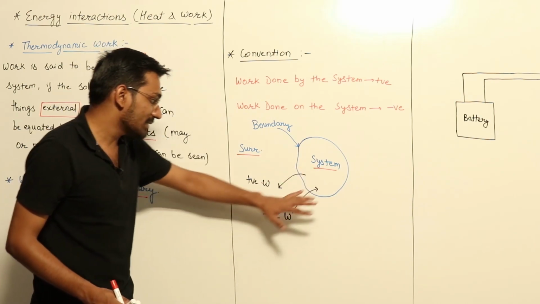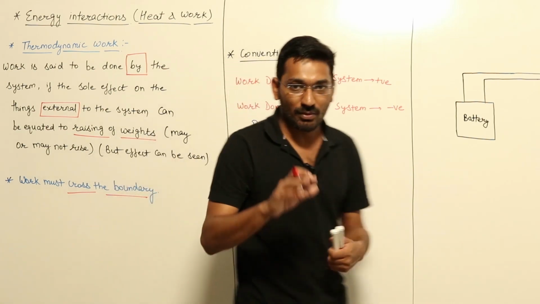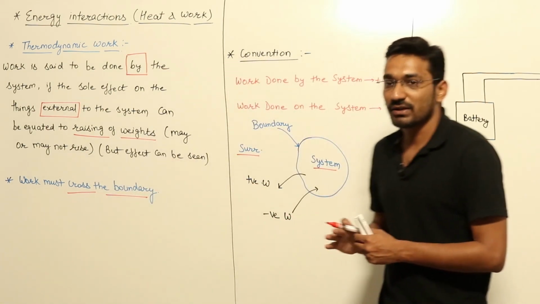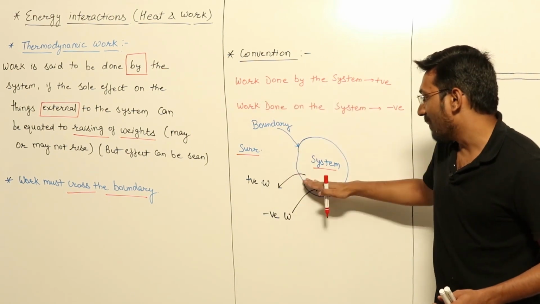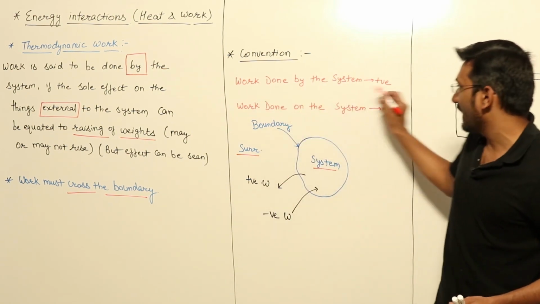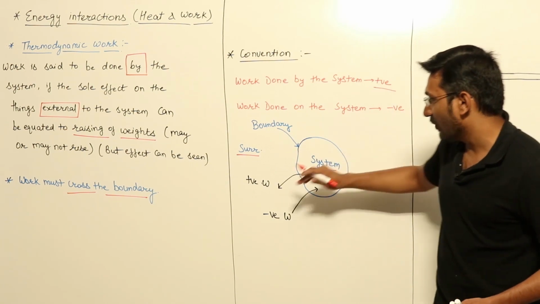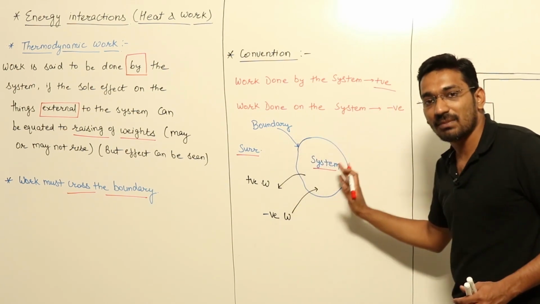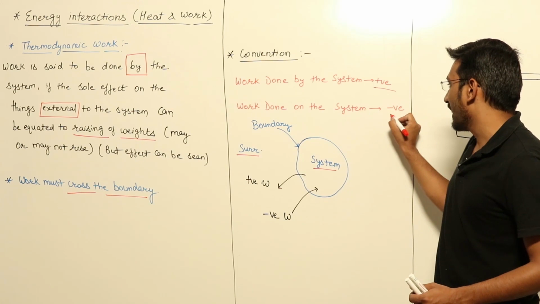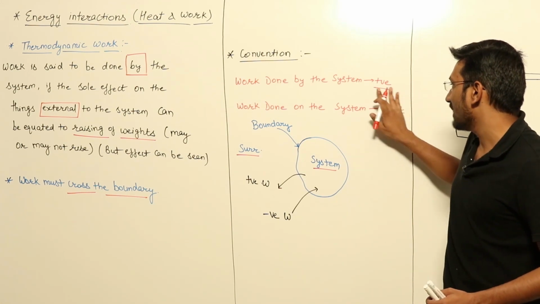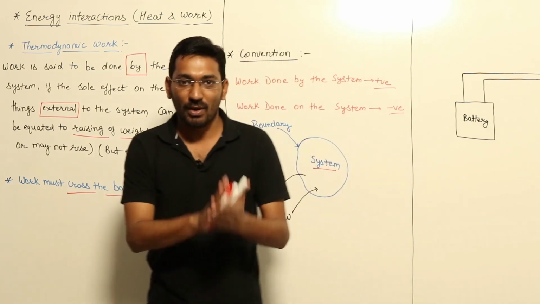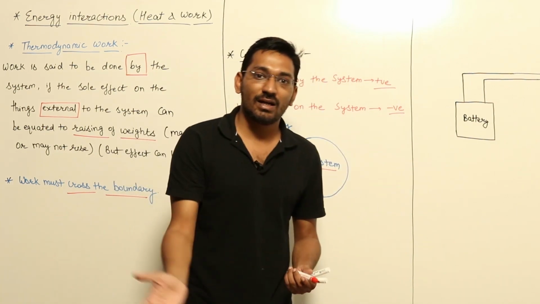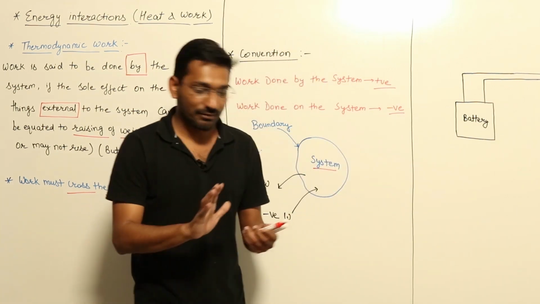So we have to make some sign conventions in thermodynamics. The sign convention for thermodynamics is we take work done by the system on the surrounding as positive and work done on the system by the surrounding as negative. This is the standard sign convention which we take in thermodynamics. Work done by the system is always positive, and work done on the system is negative.